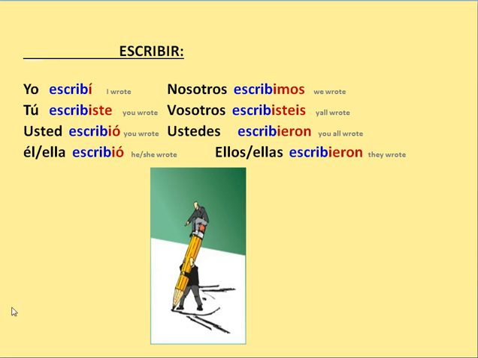Now, again, really all you have to do is memorize these endings. You already know how to conjugate verbs. You know what the process is. So these are just new endings that you're going to use when you're talking about something that happened in the past and happened one time.